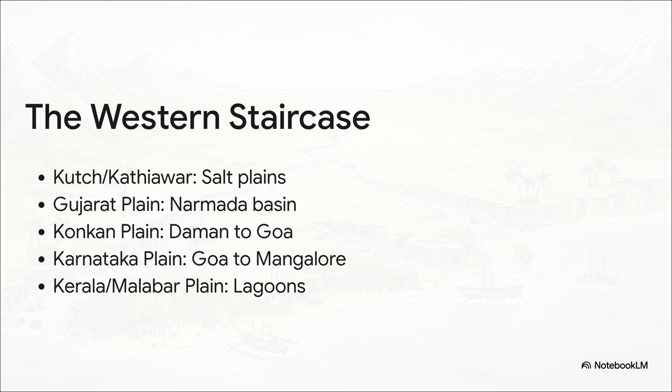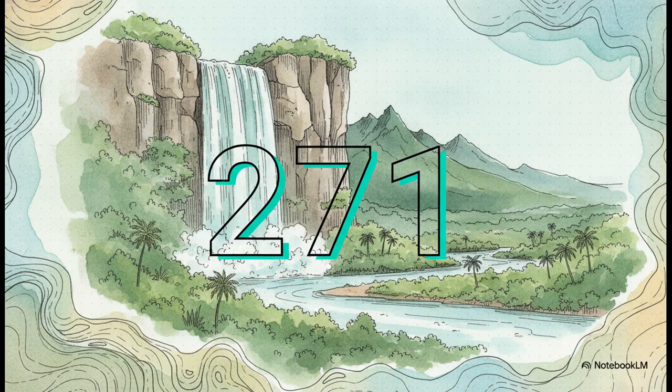Next step down is the Konkan plain, running from Daman to Goa, famous for the Mumbai coast, of course. Below that is the Karnataka plain, from Goa down to Mangalore. And finally, reaching the bottom step, we have the Kerala or Malabar plain, world famous for its beautiful lagoons and backwaters. Here's a fascinating geography fact for you.